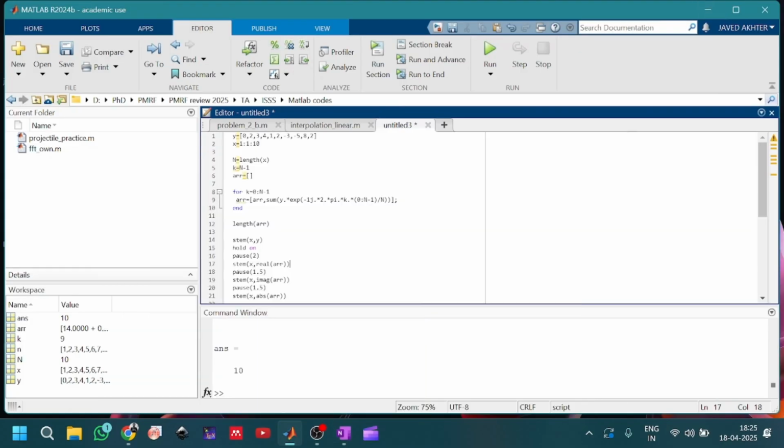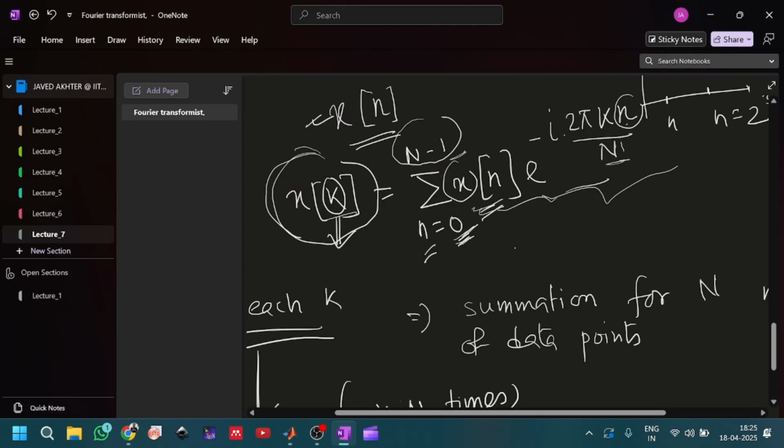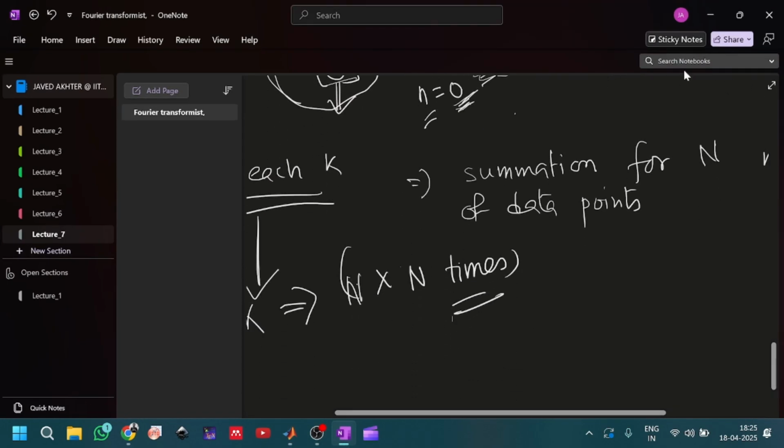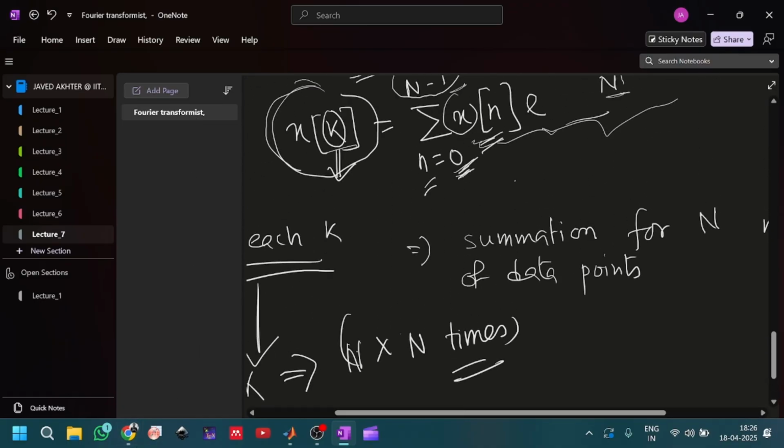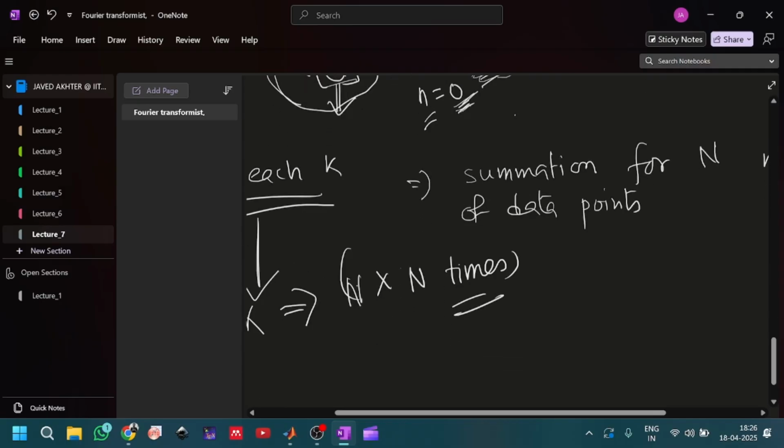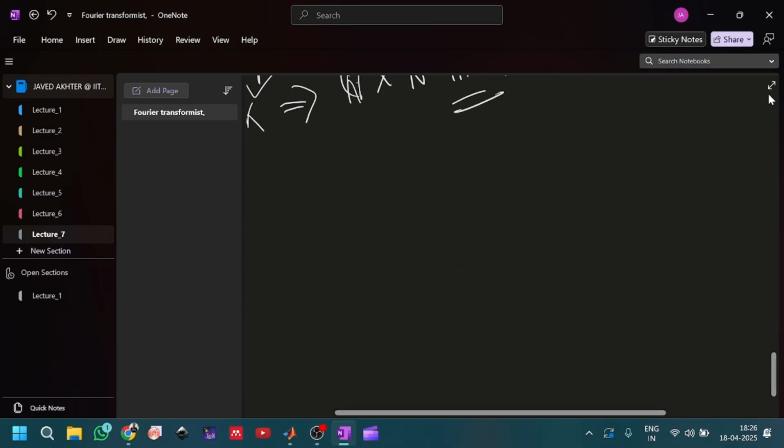But this can be done for a small number of data points. For example, we have 10 data points, and this computation scales as n squared. So if you have a very large number of data points, it will be too computationally heavy. That is why there is another Fourier transform. Now let us try to look at the properties of this X_k. So what is this X_k?